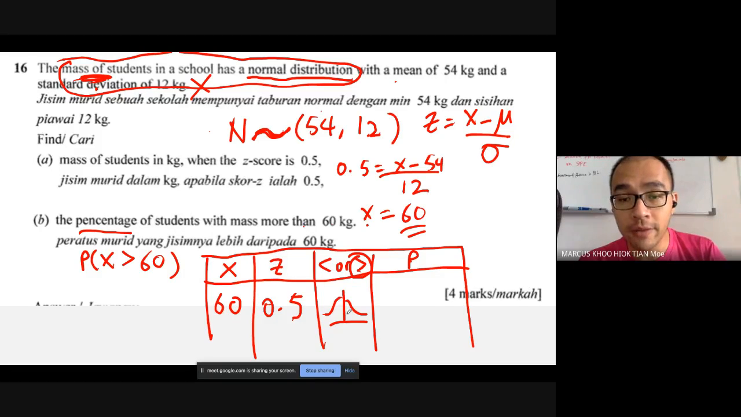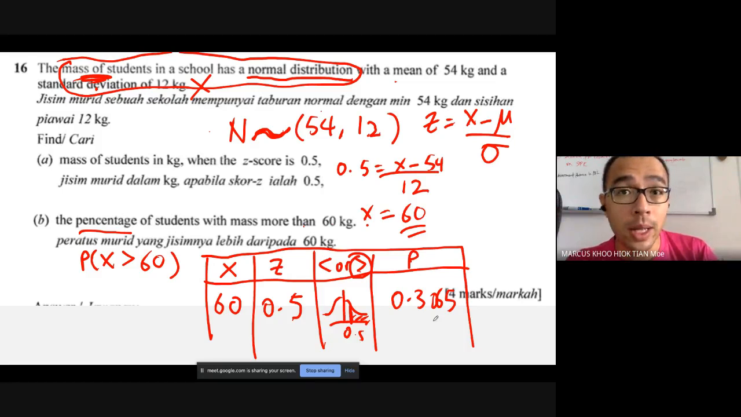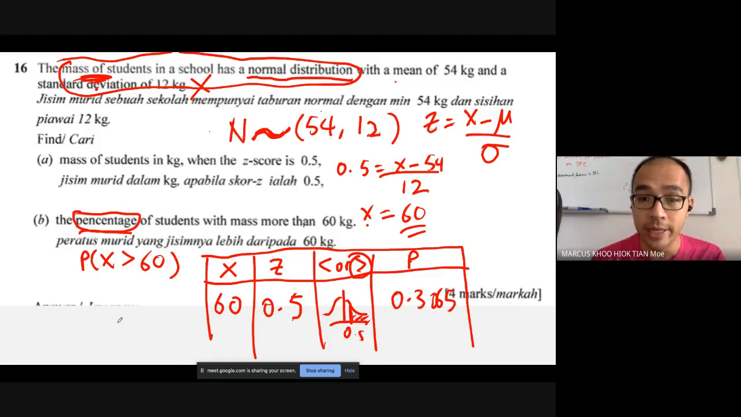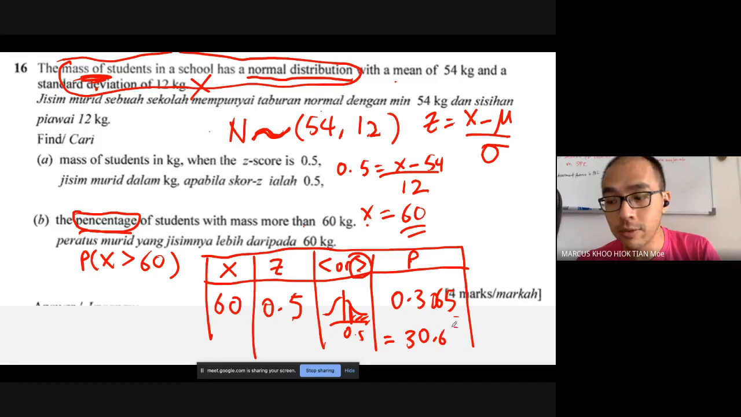So z is more than 0.5, positive. Positive 0.5 is over here. z is 0.5 and then more will be read directly, which is 0.3085. I got this from the table. When z equals 0.50, the answer is 0.3085. But they asked for percentage, not probability. So there is one extra step here. After you get the probability, changing it to percentage is multiplying by 100.